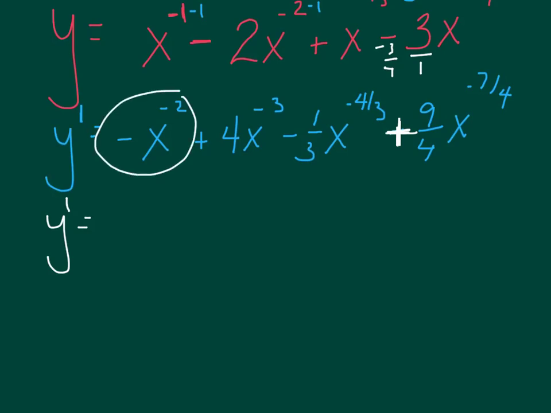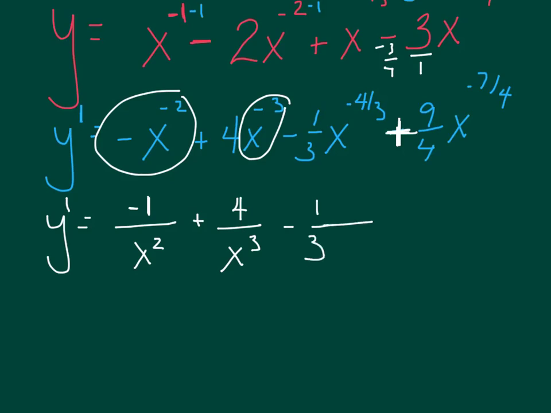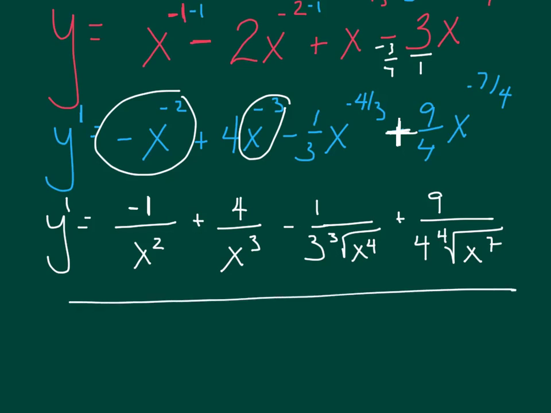All right, so how are they going to rewrite this term? Well, the negative exponent's going to go to the bottom, so the x squared goes on the bottom, and the -1 stays on top. Plus, I'm going to leave that as 4 over x cubed. Remember, this exponent's only on the x. Then I'm going to say a minus. I have a 1/3, and I'm going to move this cubed root of x to the 4th to the bottom. Plus, I have a 9/4, and I'm going to move the 4th root of x to the 7th to the bottom. And that would most likely be the choice I see on my answer page.